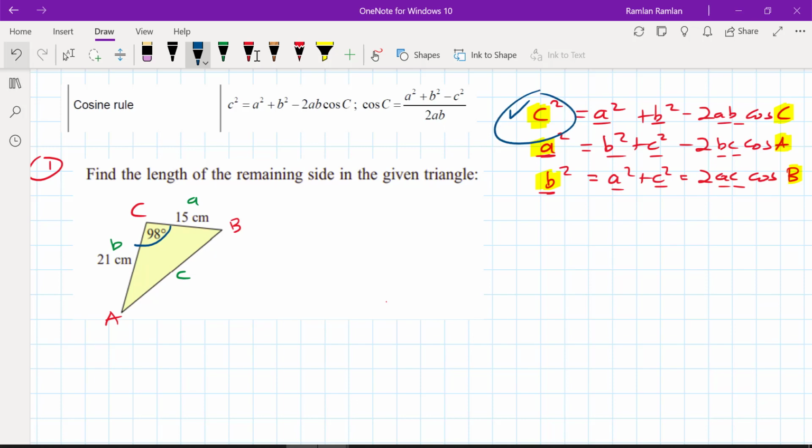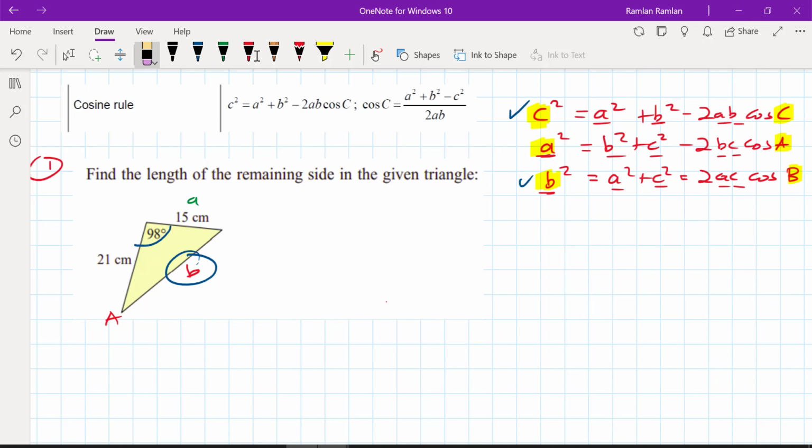Notice that if I change my order of A, B, and C, for example naming this vertex C, then this is not side B and C. This is going to be side C because it's in front of that vertex, and this is going to be side B. The one being asked here is B, so I'm going to use this other formula. But basically, they're actually the same thing. So let me give you an illustration of how to solve this again.